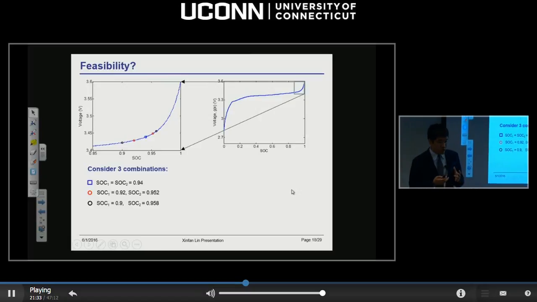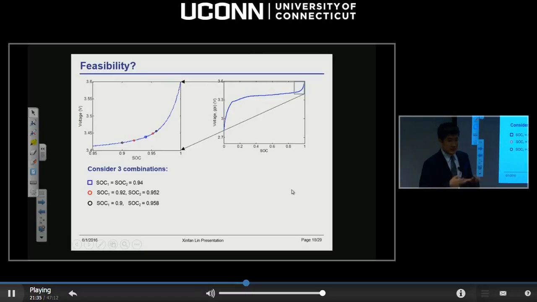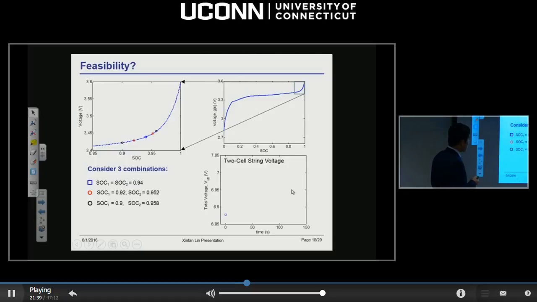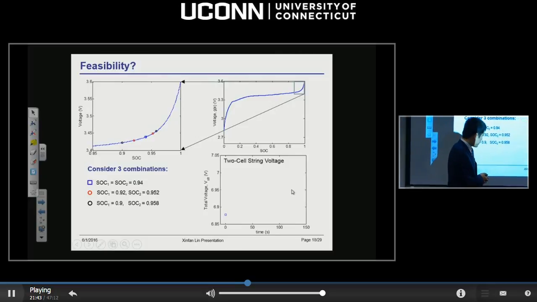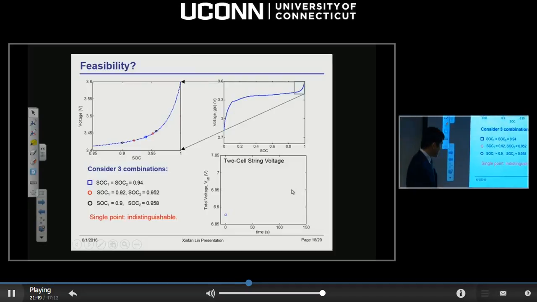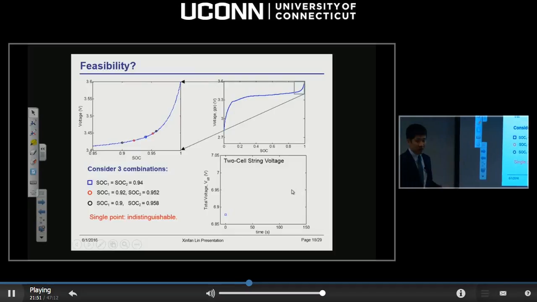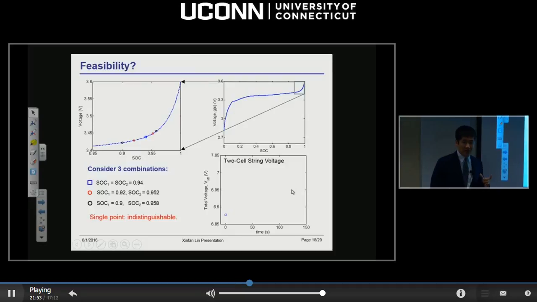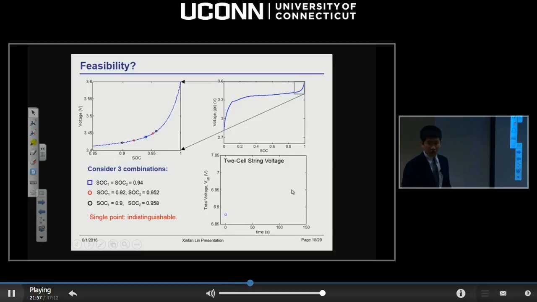So if we look at the total voltage of them at a single time instant, for example, at the current time step, all these three combinations give the same total voltage of 6.87 volts, as given by this square marker in this total string voltage plot, which means that it is not possible to distinguish them by looking at their total voltage at a single time step. However, what if we try to look at the trajectory of their total voltage over time?